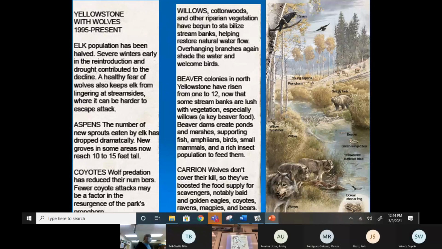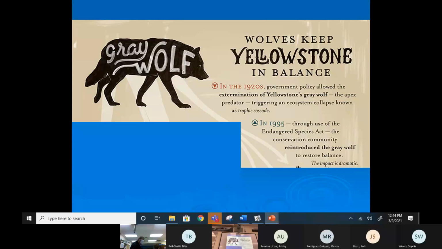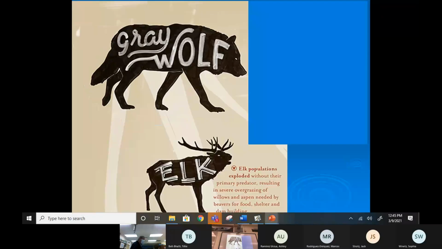Another way is on this graphic. I'm going to zoom in on these different parts. In the 1920s, we exterminated the Yellowstone wolf, but in 1995, we brought it back. And this put the elk populations back under control again. You can see there's a little arrowhead next to where it says elk populations. It's pointing down. So keep an eye on that.